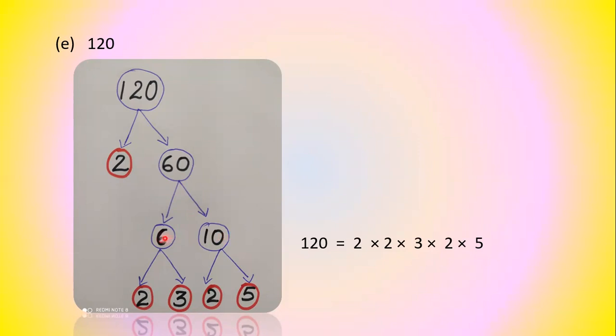Now 6 can be broken down as 2 into 3. 2 3s are 6. Same way 10 we can write as 2 into 5. Now see, all the factors are prime numbers. 2, 3, 2, 5. These are all prime numbers. So 120 can be factorized into prime factors as 2 into 2 into 3 into 2 into 5. All of these numbers are prime numbers.